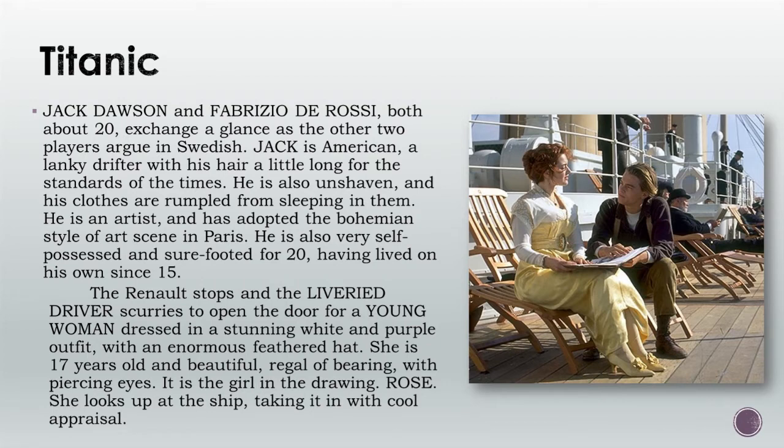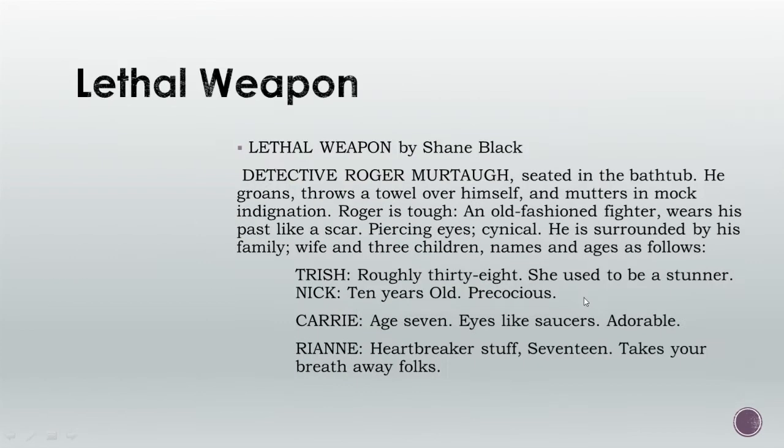The Renault stops, and the liveried driver scurries to open the door for a young woman dressed in a stunning white and purple outfit, with an enormous feathered hat. She is 17 years old and beautiful, regal of bearing with piercing eyes. It is the girl in the drawing, Rose. She looks up at the ship, taking it in with cool appraisal." So this is a very short moment where we begin to meet the characters, but it's very striking the difference in the 2 characters that's established very early on in the film.